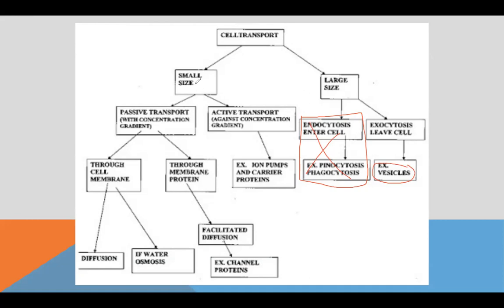If the molecule is small, basically it can either diffuse through the cell membrane or through a protein channel, right? Or it can be actively pushed across the membrane. Bear in mind that generally speaking, non-polar things will move through the cell membrane without a tunnel, whereas polar things will generally need a tunnel.